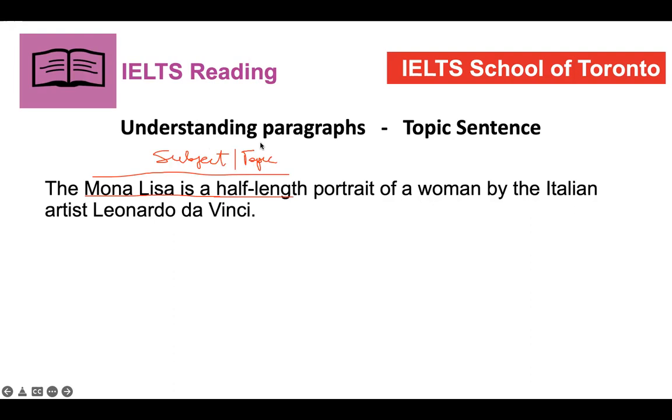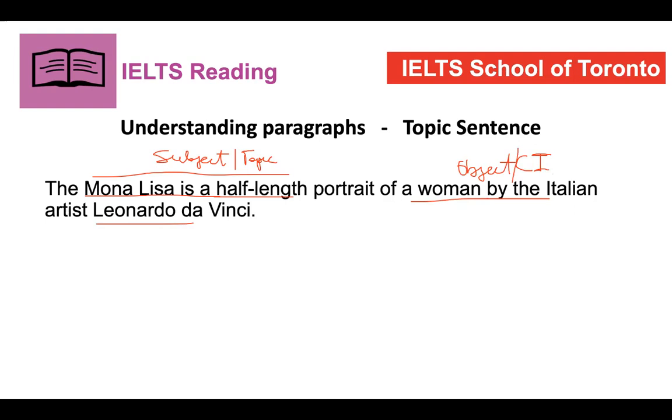So this sentence is telling you something about Mona Lisa. And then we have the controlling idea. The controlling idea is the object of the sentence. So when you write a body paragraph in IELTS, every body paragraph of yours needs to have a subject, which is a topic, and a controlling idea, which is your idea. The subject is usually given by the IELTS question, and the controlling idea is your idea.